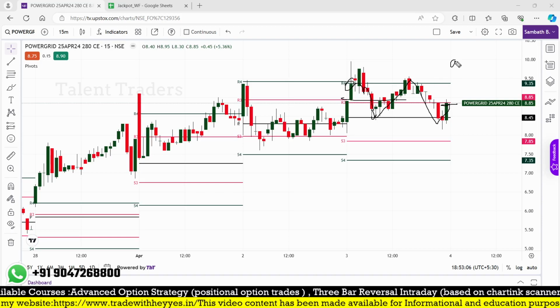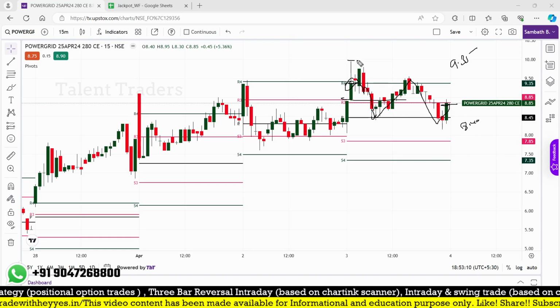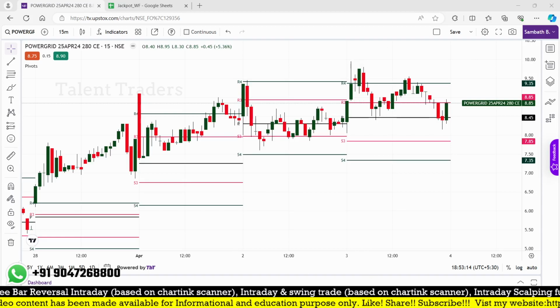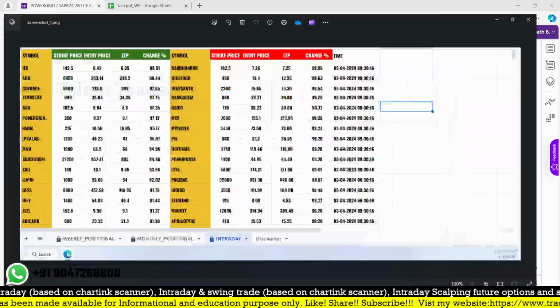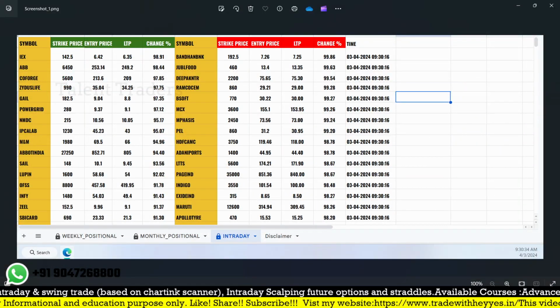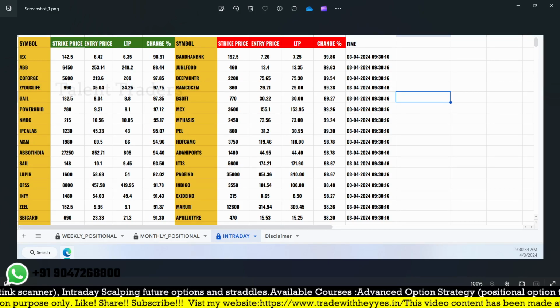After that it moved and closed near the R3 level. Maybe I took it as 9.3 and 8.45, but after the trigger it went to nearby 10, but not a big move. NTPC I also saw in the top list. Okay, so whatever stock pre-triggered before 9:30, exactly at 9:30 to 9:31 it will be removed from the list.